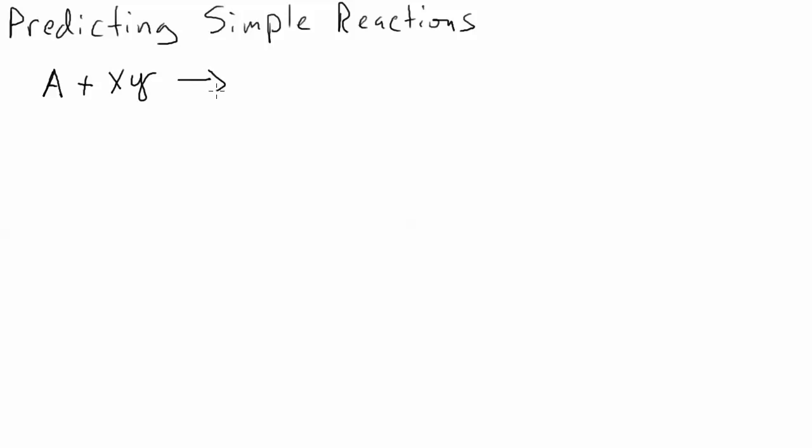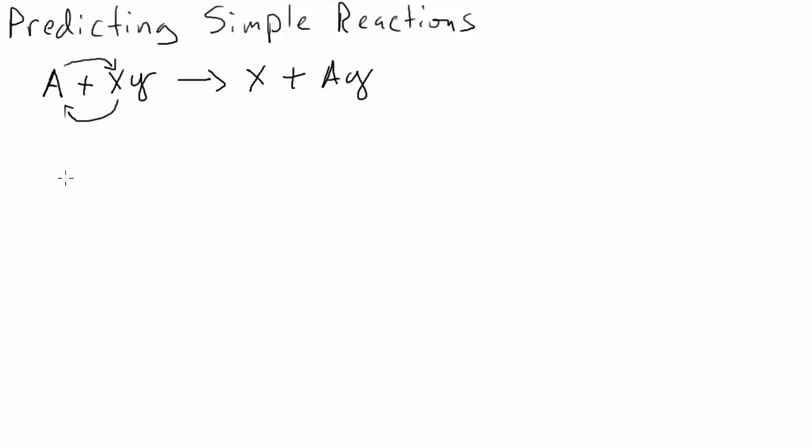And what happens is that A will take the place of one of the two elements in the compound. So let's say A takes the place of X in the compound with Y. That means that X is going to be out here all by itself. And so you get X and AY. This is called a single replacement reaction, and it follows this pattern pretty closely. So let's get into some specific examples.